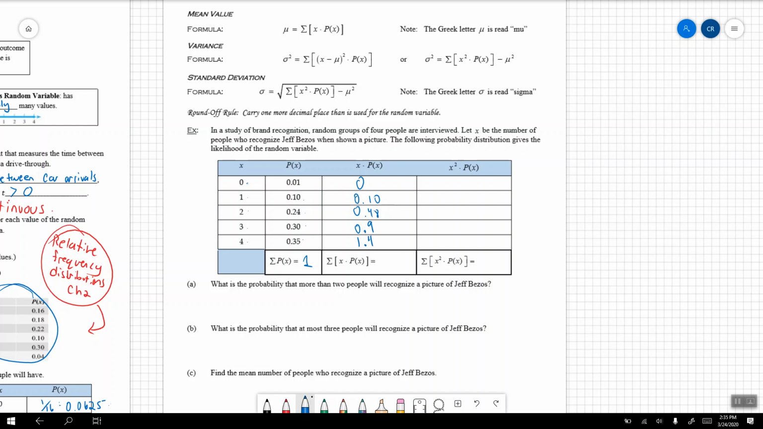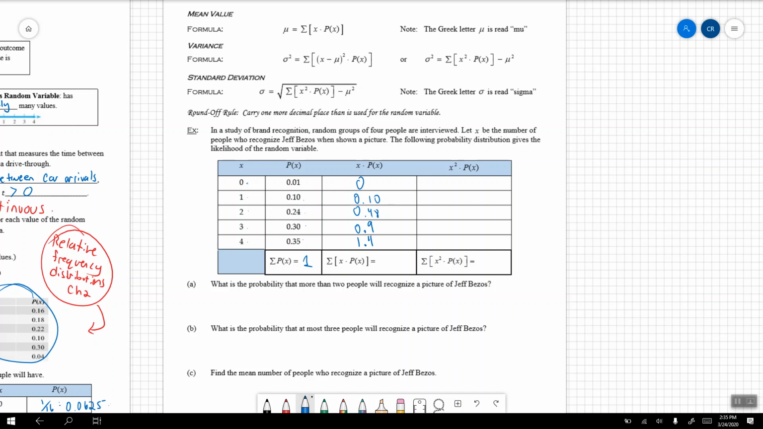Nice. At this point we're going to add all of these products. The reason we're going to add all of these products is because this right here, sigma, tells me that I need to add all of these products together.